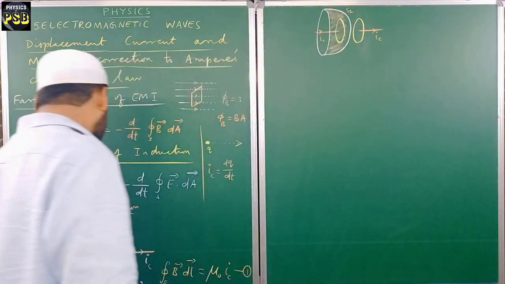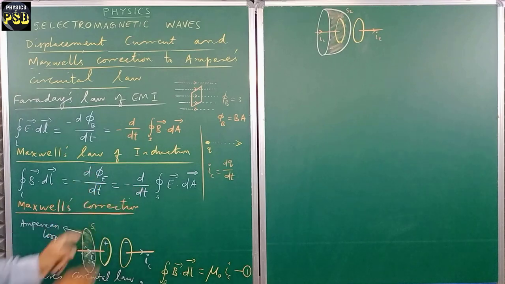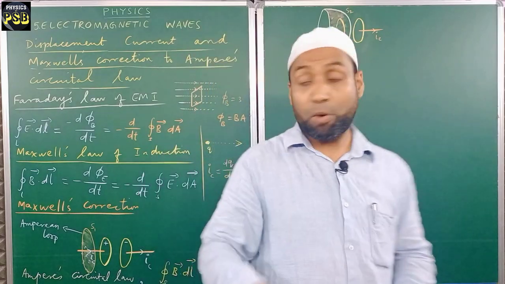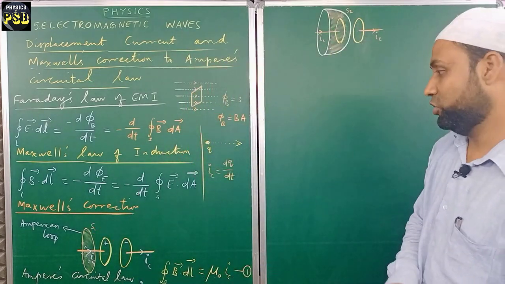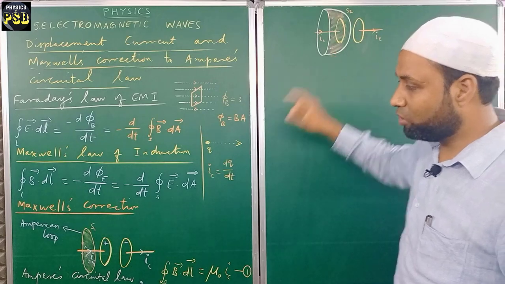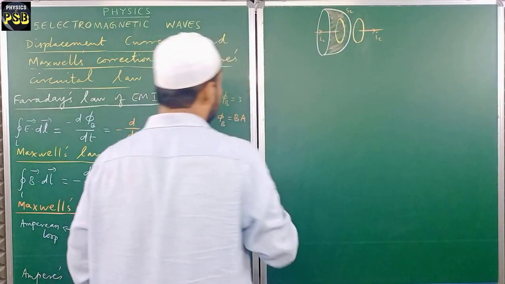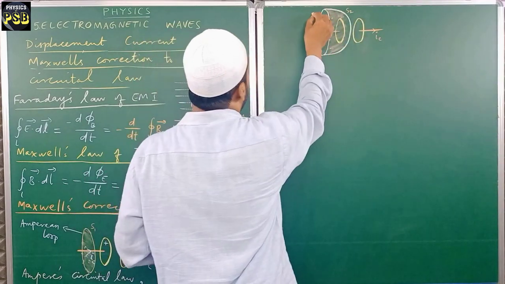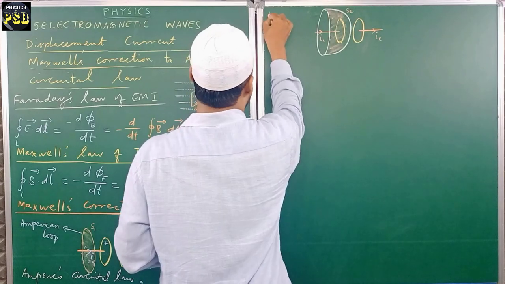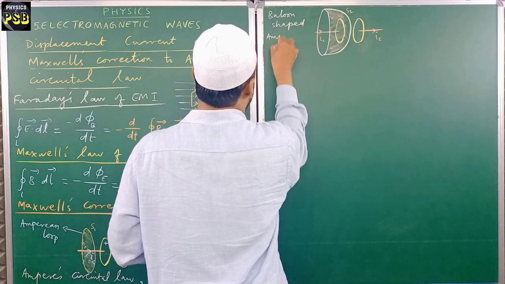Now if you compare the boundaries of S1 and S2, you will find both have the same boundary. This is the boundary, and the same boundary is kept as such. But the shape of the Amperian loop has changed. Now we have modified it to appear something like this. Earlier it was circular in shape, but now it has changed into a balloon. So I can say this is a balloon shaped Amperian loop.